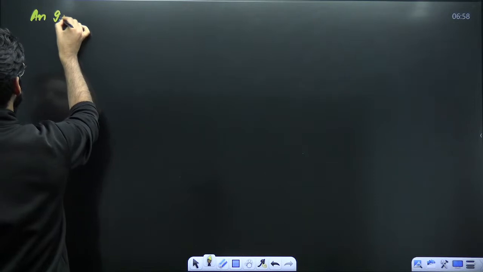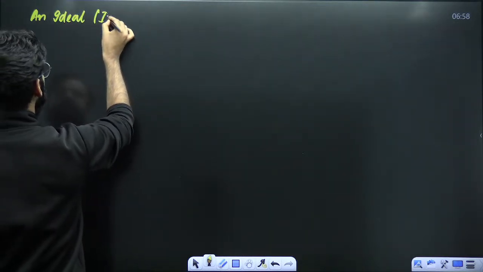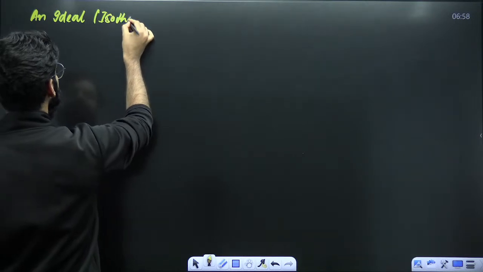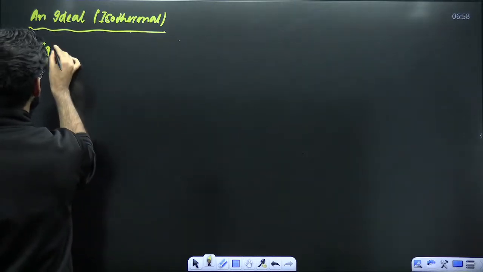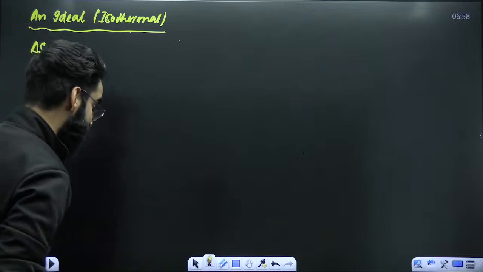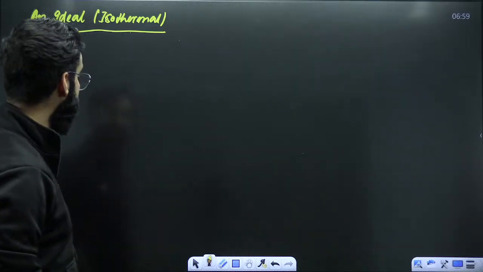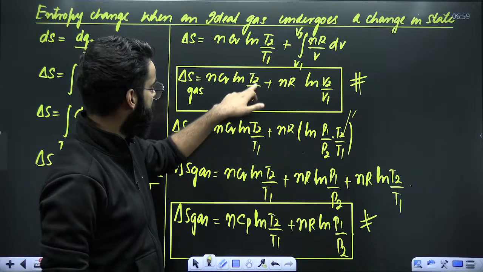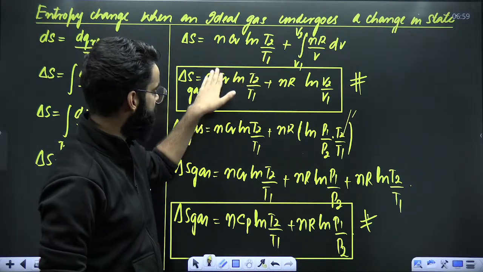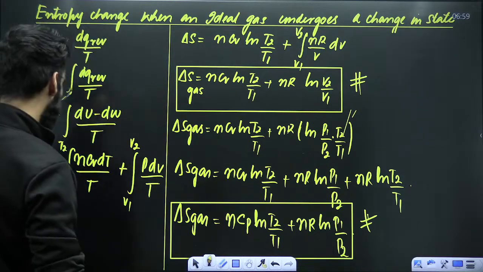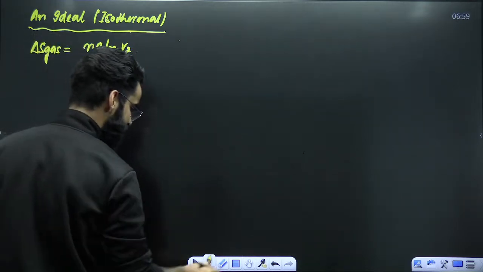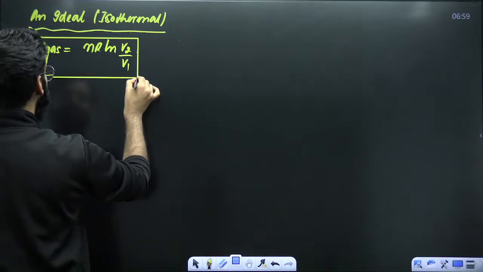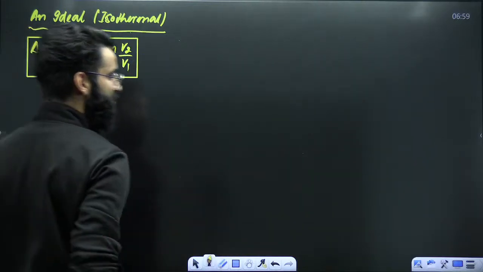Have a look. Let's say you have an ideal gas undergoing an isothermal process. How do we calculate its entropy change? In an isothermal process, temperature is constant, so T1 is equal to T2. The ratio becomes 1, ln of 1 is 0, so this whole term becomes 0. So the formula will be nR ln of V2 divided by V1. Whenever an ideal gas undergoes an isothermal process, this is how you calculate its entropy change.